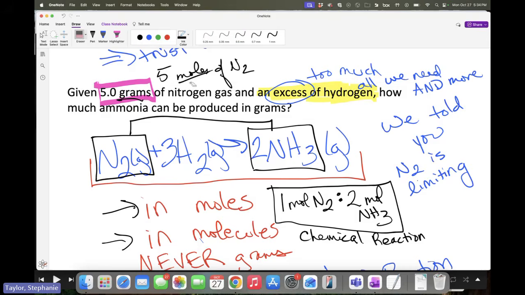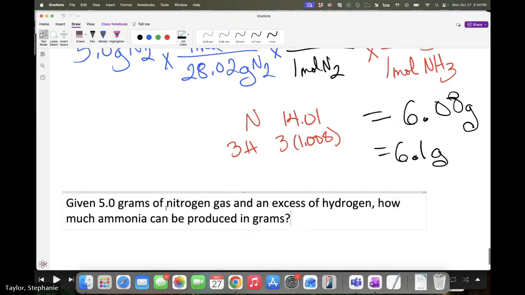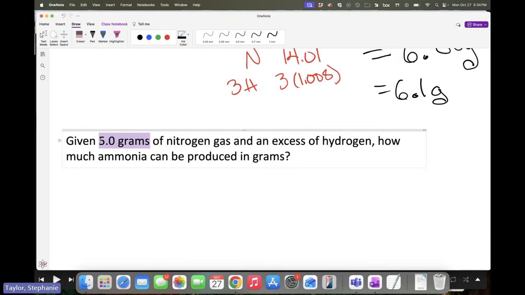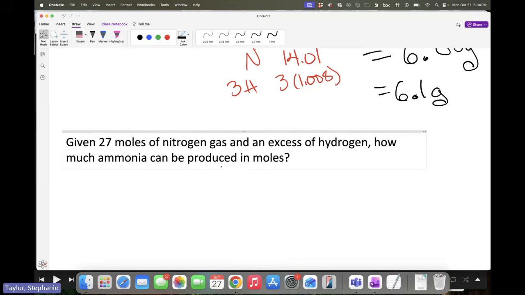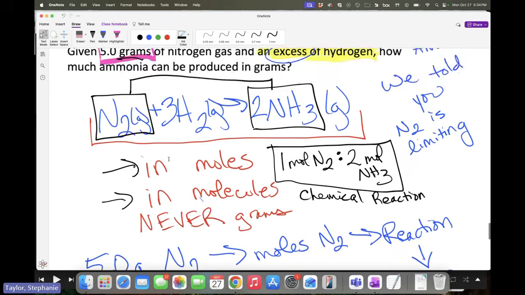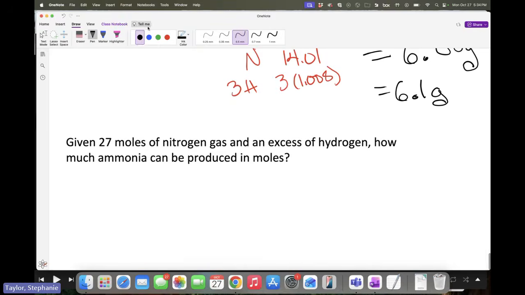Instead of 5, let me make that a different number. Let me make that like 27. So let's take the exact same question. I'm either going to copy and paste it, and instead of grams, we're going to make this 27 moles. So if the question looks like this, I will just write this out again. Nitrogen plus, we already balanced it, goes to.